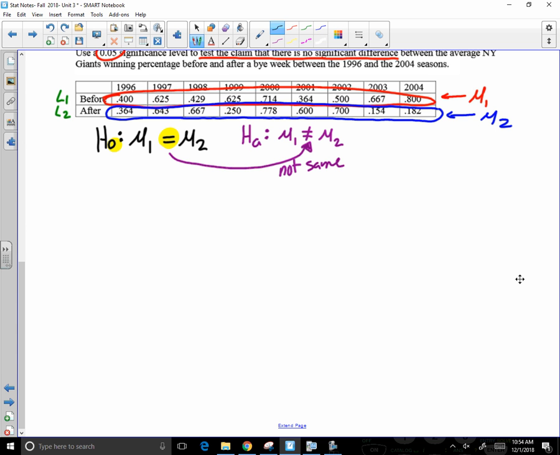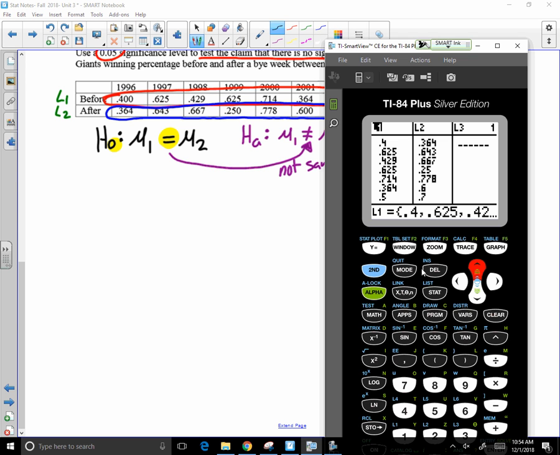Now, we have our null and alternative hypotheses. What we need to do is run a t-test on this. Now, we've already looked at the t-test, and so we're going to come back to this menu, but let me just show you what the story is here. So don't actually leave here. Just stay in your stat editor. I'm going to go away for a second, though.